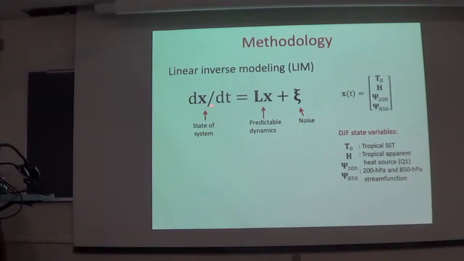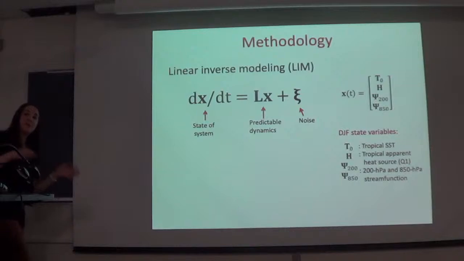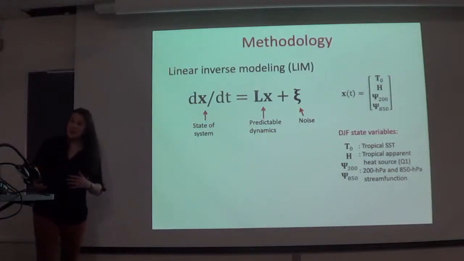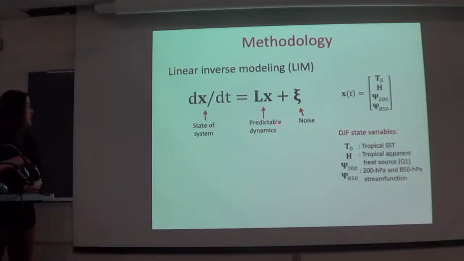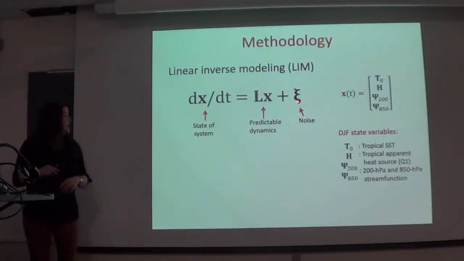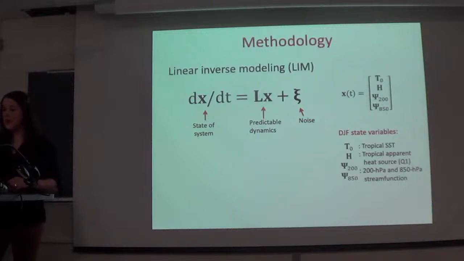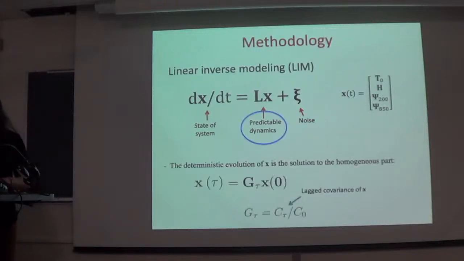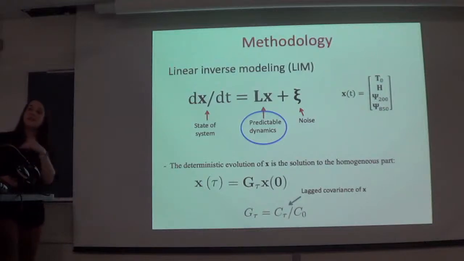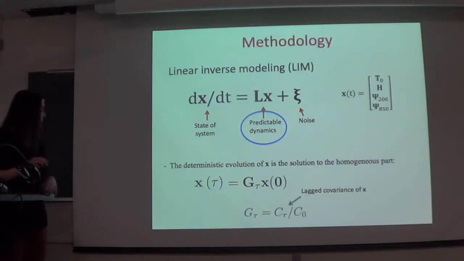Then the LIM assumes that the time evolution of X is split into two components: a part that's predictable and a part that's unpredictable. Here we have the predictable dynamics, and the unpredictable part would be the noise. In this study, I'm going to be focusing on the predictable dynamics, not that the noise is not important, but we're just not going to consider it at this point.